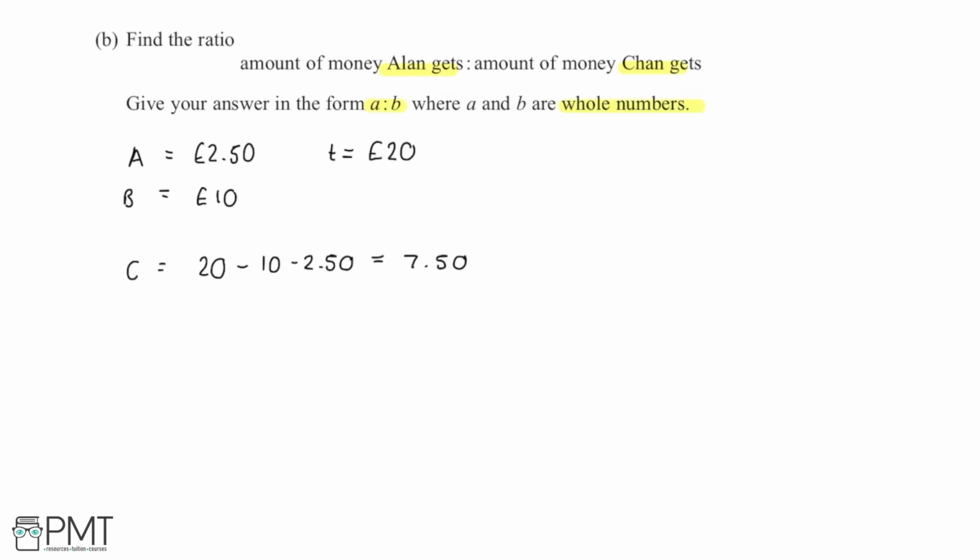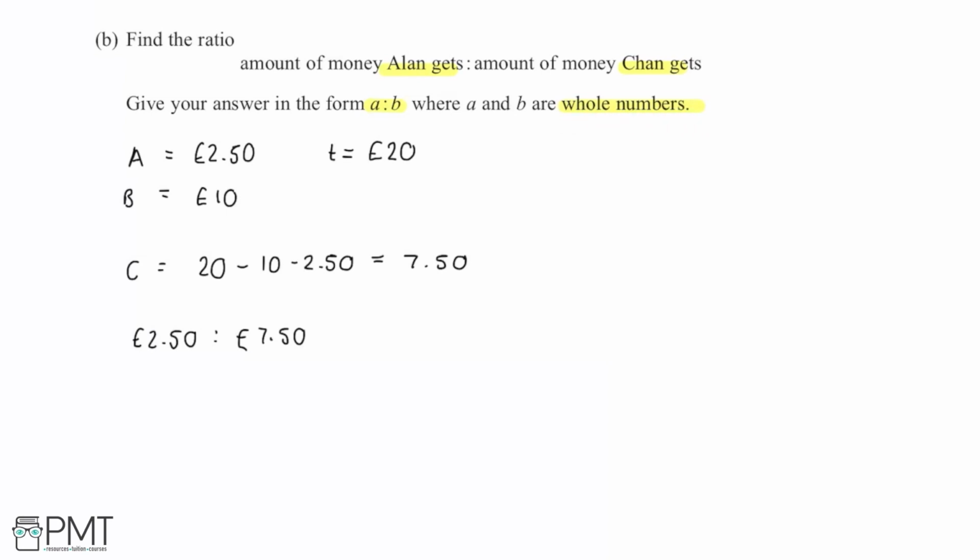Now if we want to work out the ratio of Alan to Chan, the amount of money that each of those got, we can write this out. So we know that Alan got £2.50, so A, and then Chan got £7.50. So this is the ratio of the two. However, we need this answer to be in whole number form.